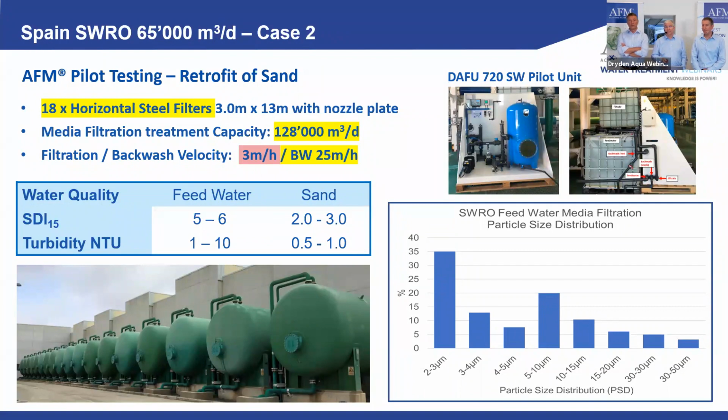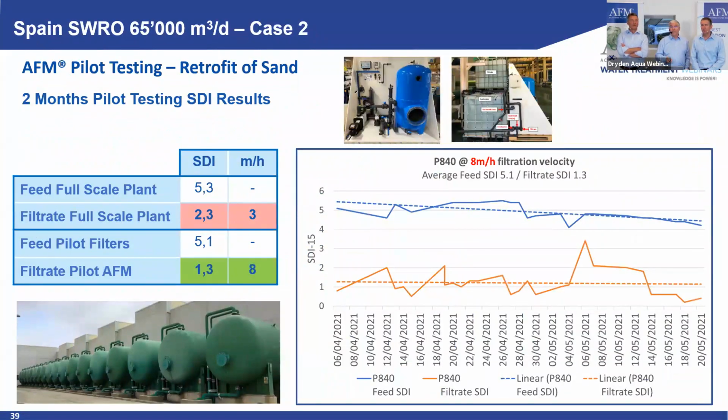So what did our pilot bring? We tested it now almost for 2 months, and here you can see what we achieved. The filter we showed before has an SDI of 2.3 over the same period of time at the velocity of 3 meters per hour, filtration velocity. We achieve with an 8 meter velocity already an SDI of 1.3. I mean, everybody who is watching now will say, oh, that's what I'm getting with my ultrafiltration membranes.